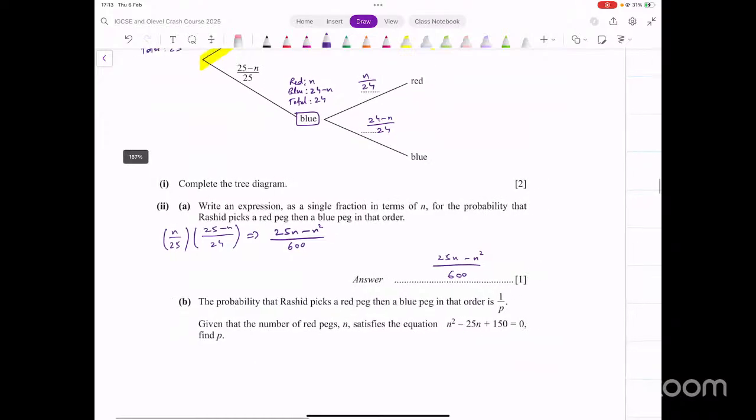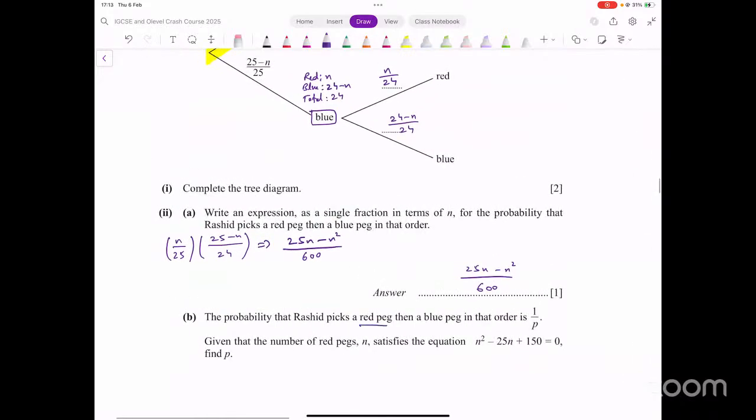Now it says the probability that Rashid picks a red peg, then a blue peg in that order is 1 over p. So they're saying that this number that we have calculated above is actually 1 over p. Given that the number of red pegs n satisfies this equation, find the value for p.